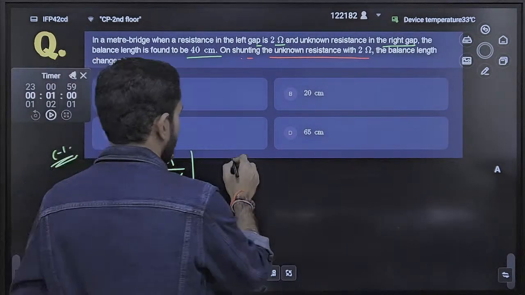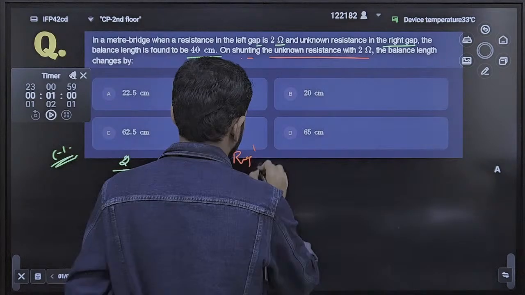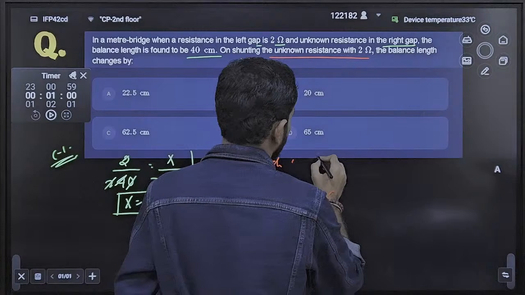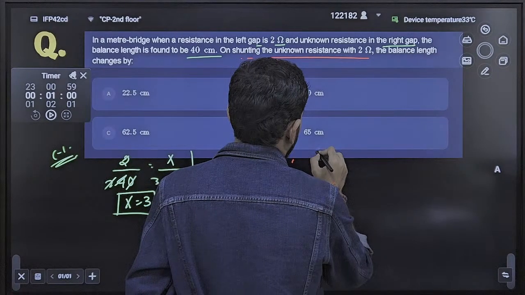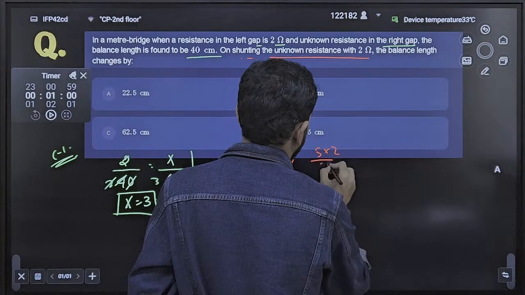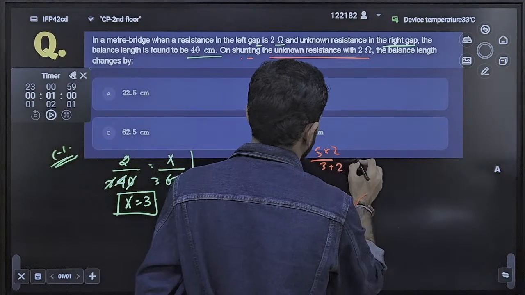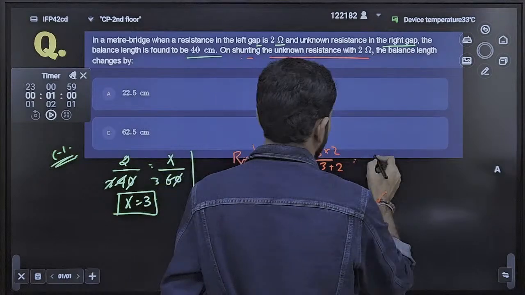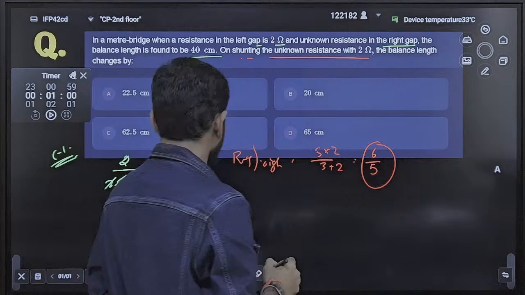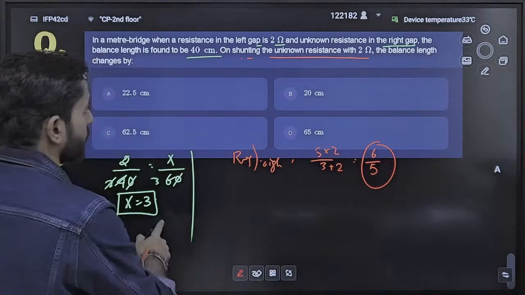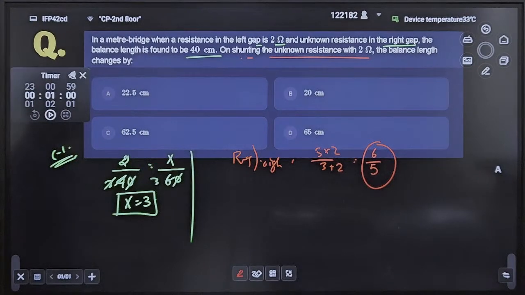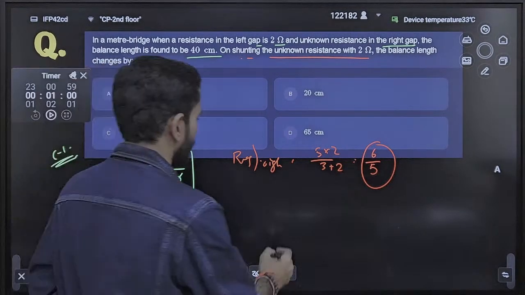If it is in parallel, then what you can say, R equivalent on the right side will now be equal to 3 into 2 divided by 3 plus 2. 3 into 2 that is 6, 6 divided by 5. Correct? X was 3, the unknown resistance, you connected 2. That means what will be the R effective? 6 by 5. Now again the ratio.